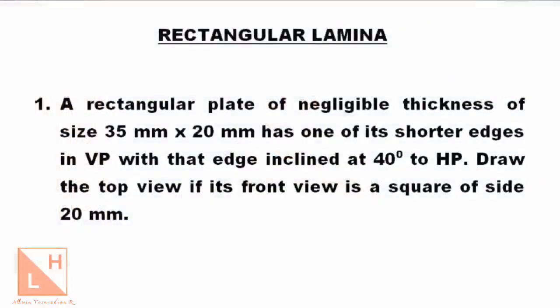Let's read the question first. A rectangular plate of negligible thickness of size 35 mm by 20 mm has one of its shorter edges in VP with that edge inclined at 40 degrees to HP. Draw its projections if the front view is a square of side 20 mm. Let's note down the data.